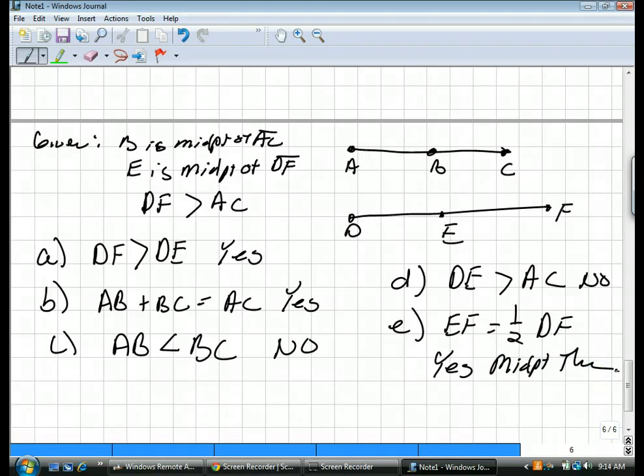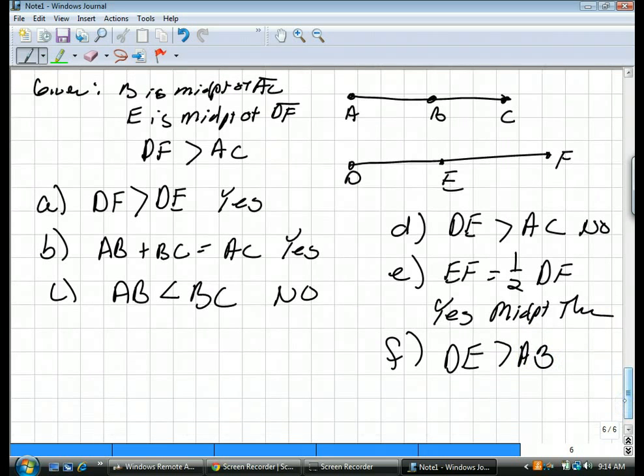Okay? And can we determine that the length of DE is greater than the length of AB? Yes, we can determine that because we know that DF is longer than AC, and so then half of AC would have to be less than half of DF. Okay? All right.